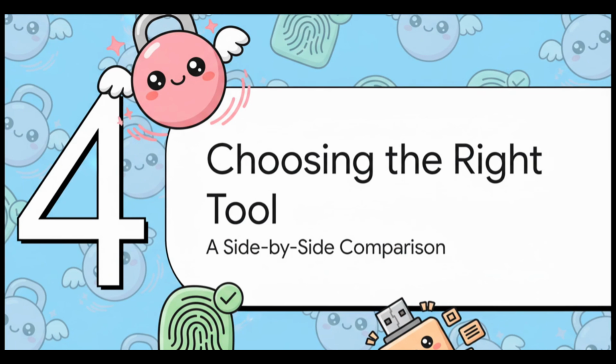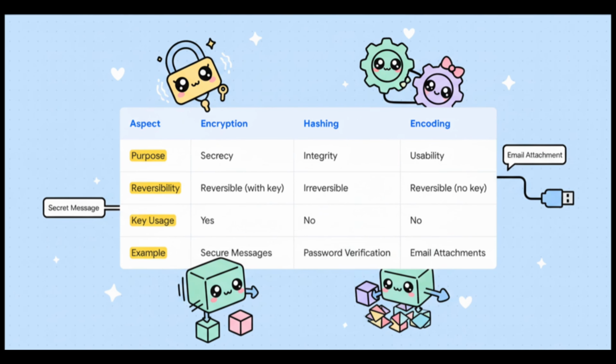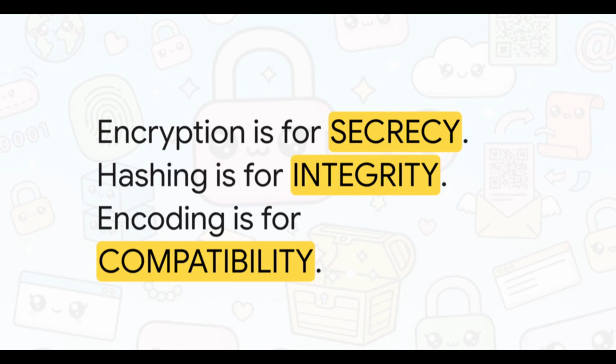Okay, so we've got our three problems: secrecy, integrity, and compatibility. And we've got our three solutions. Now let's pull it all together and put them head to head so this really sticks. This right here is your ultimate cheat sheet. Let's run through it. Encryption. Its purpose is secrecy. It's reversible, but only if you have the key. Think secure messages. Hashing. Its purpose is integrity, making sure nothing's changed. It's irreversible, a one-way street. Think password verification. And finally, encoding. Its purpose is just compatibility. It's easily reversible by anyone, no key needed. Think sending email attachments.